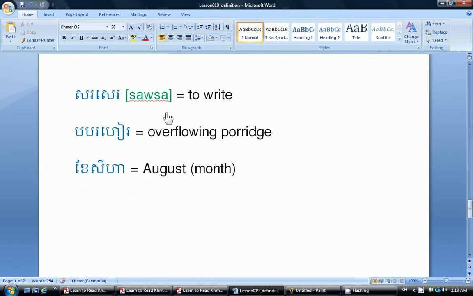So say means to write. Bo here means overflowing porridge. Khai say ha means the month of August.